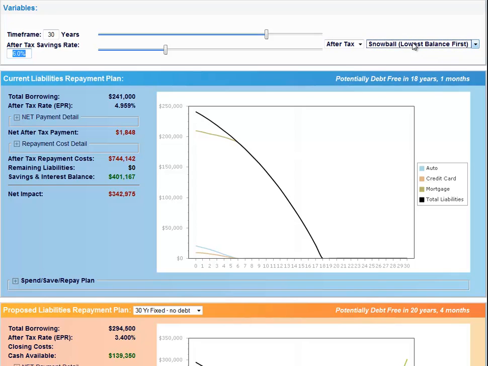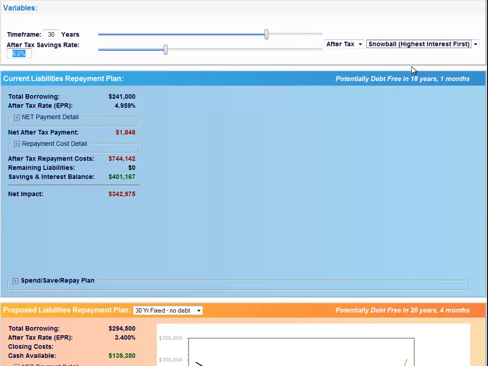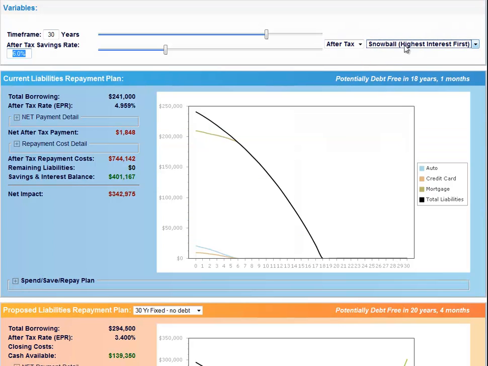So these are just strategies, and I can go through and use whichever one's appropriate for my client, and the software will automatically recalculate all of your repayment strategies based on this. So these variables here are being applied towards all of your strategies. So they're all going to show 30 years, they're all going to be at a 6% after-tax savings rate, and they're all going to be looked at based on a snowball highest interest first. This allows you to compare apples to apples and see which of these strategies would pay off the best.